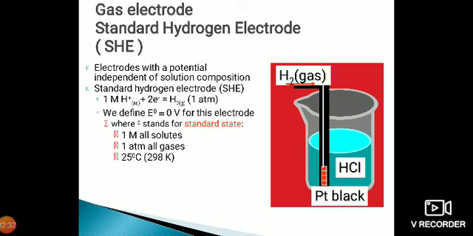A gas is bubbled slowly at constant pressure on the surface of an inert metal or platinum black. The electrode is dipped in a solution of known concentration of the ions capable of being oxidized or reduced to the gas reversibly. So it can be symbolically represented as SHE, standard hydrogen electrode, or it can also be called NHE, that is normal hydrogen electrode.